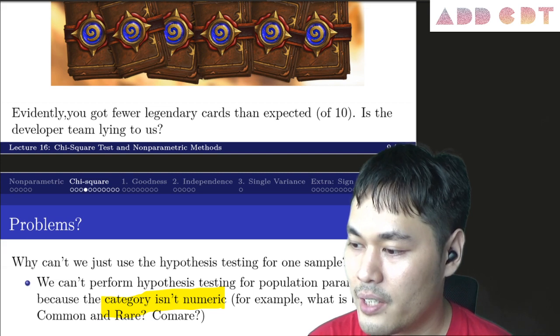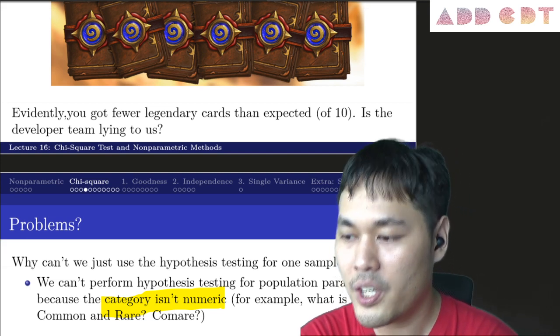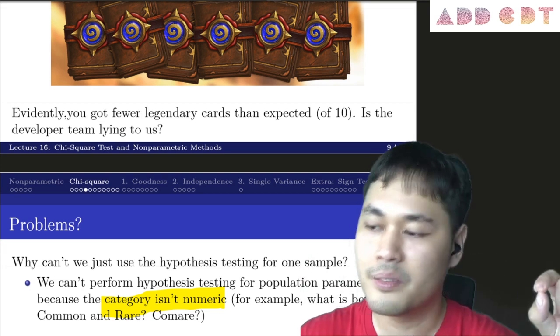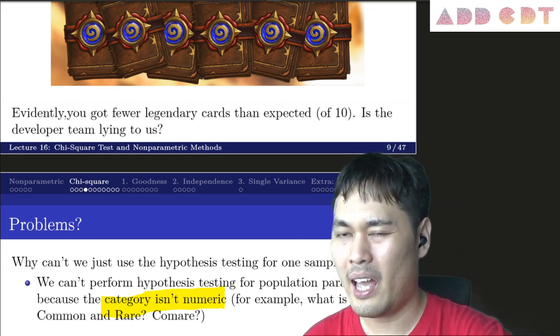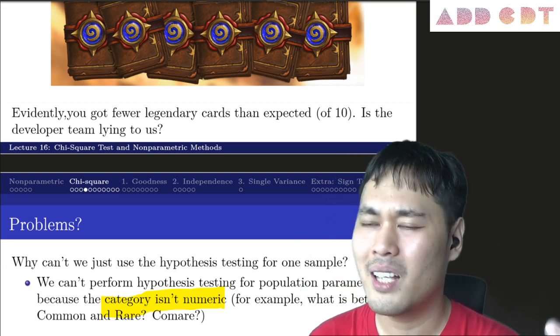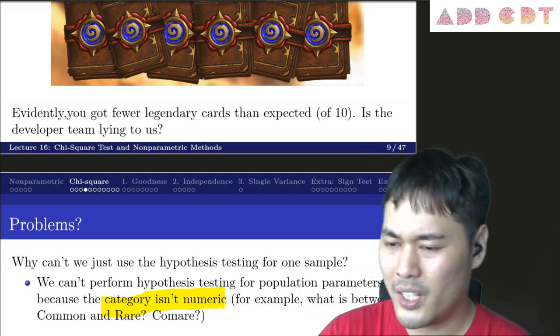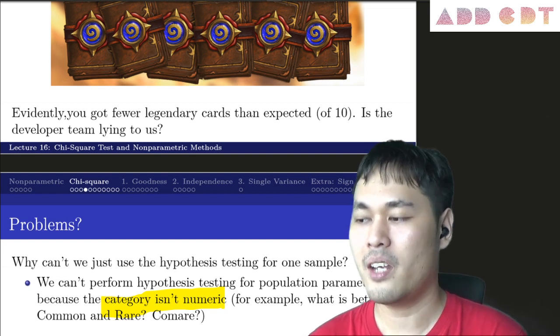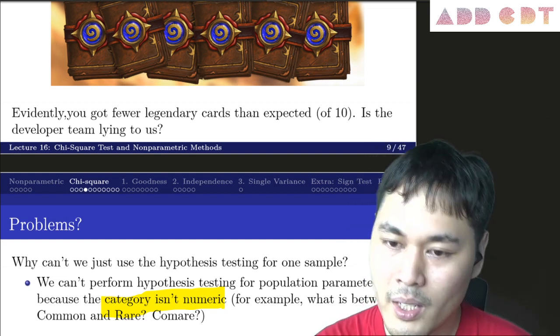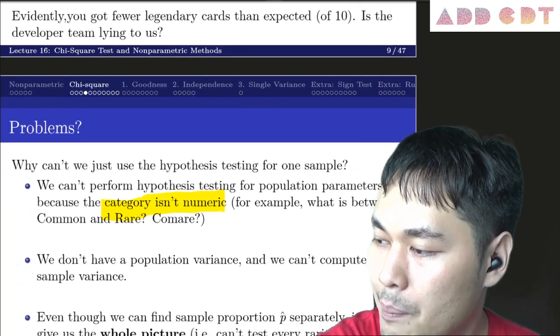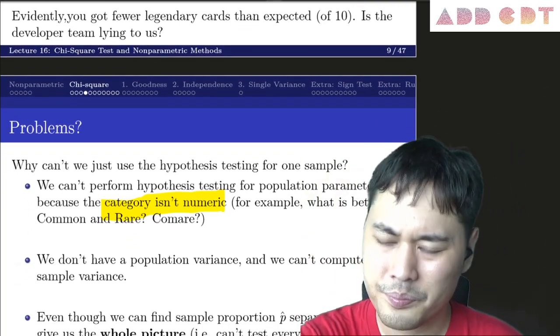You cannot put them all into a single line and linear scale, to say that a common is worth 1 point, a rare is worth 2 points, an epic is worth 10 points, and a legendary is worth 800 points. You cannot do that. There's nothing in between. So you cannot perform the hypothesis testing about the mean.